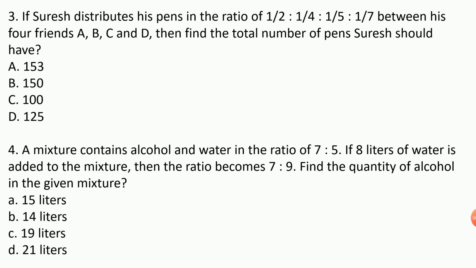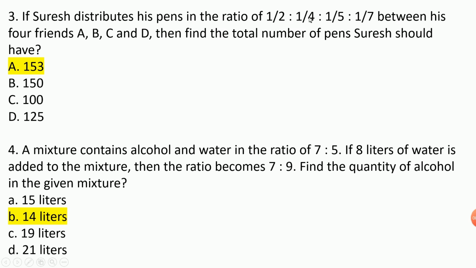Okay, I'm going to show the answer. So 3A, 4B. I think most of you have answered correctly. So I hope that doesn't require my explanation. Still, I'm giving just a quick oral explanation.